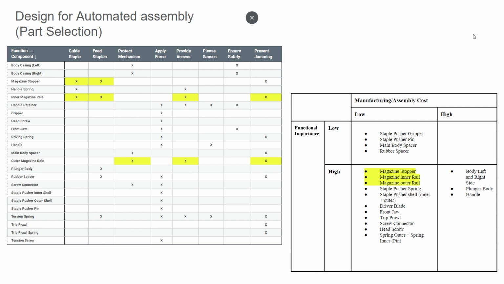So moving on to the automated assembly, for part selection, we decided to go with the subassembly of the magazine rails. This consists of the magazine stopper, inner magazine rail, and the outer magazine rail. And the inner magazine rail shares quite a few functions with the other 2 parts, which show good signs of being able to consolidate some of the parts together.